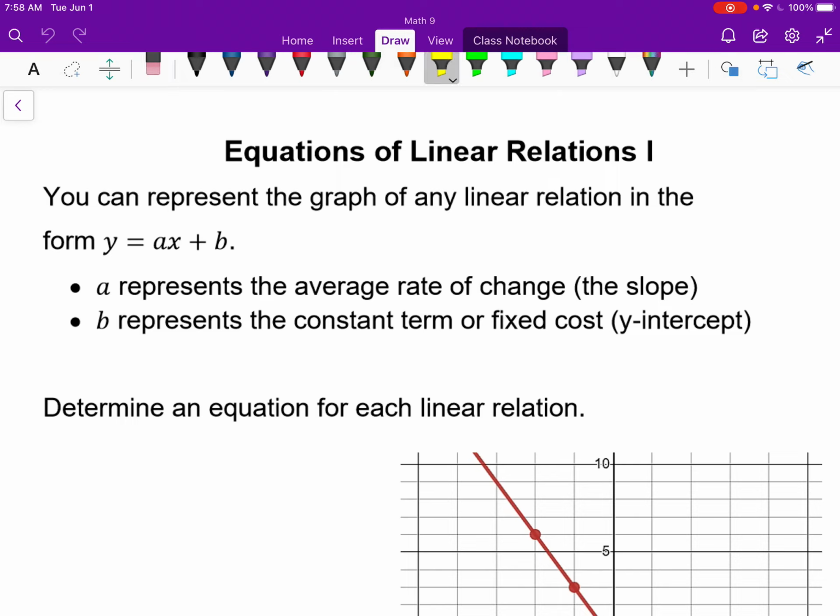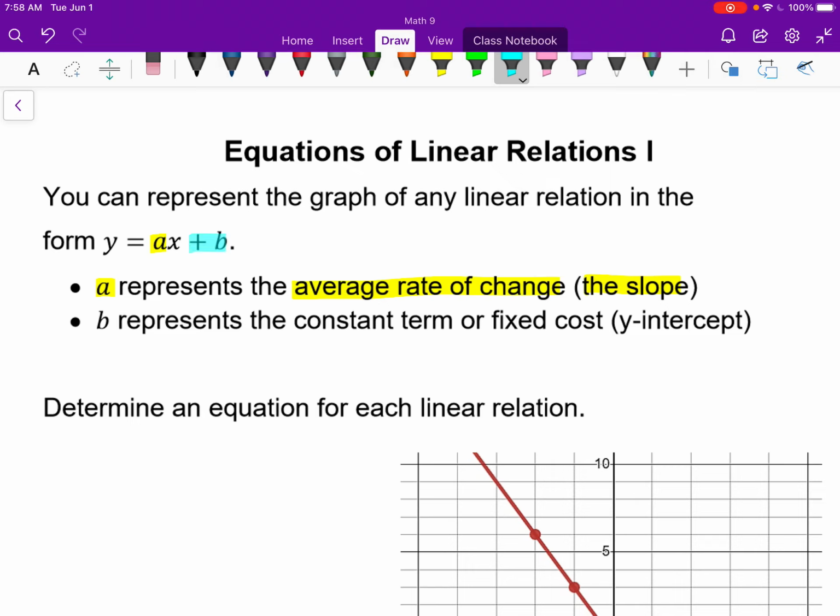And what's hopefully familiar is that any linear relation can be expressed in this form where the coefficient of x is the average rate of change. We tend to call it the slope after a while, but that tells us how it changes. And it's always a constant number. That's what makes it a line. If it sped up or slowed down, then it would not make a line.